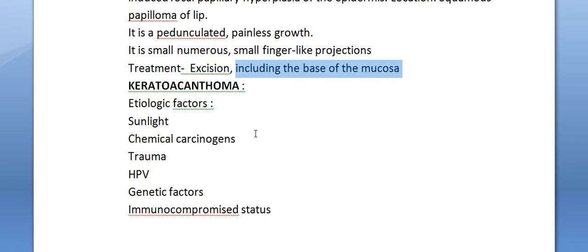Moving on to the next, keratoacanthoma. The main etiological factor of keratoacanthoma is exposure to sunlight. Other factors include exposure to chemical carcinogens, so many chemicals we are eating, preservatives and all that. Trauma to the oral cavity either by dentures, the toothbrush, or fingernails, human papilloma virus, genetic factors, and an immunocompromised state of the individual, that is HIV positive status.